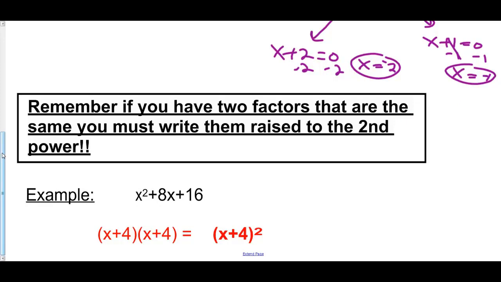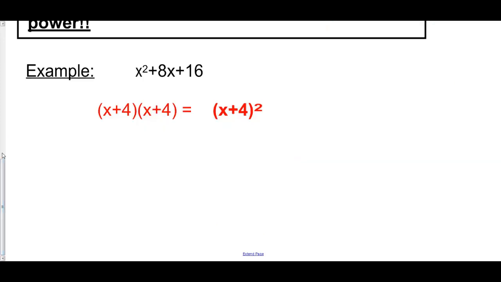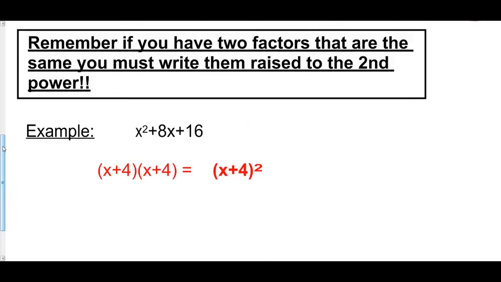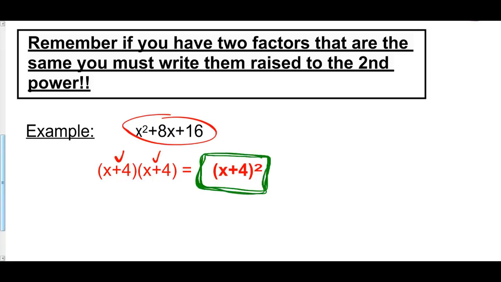Now, when you have two factors that are the same, you must write them as raised to the second power. Sorry if you couldn't see those words quick. There they are. So if we're looking for things like x plus 4 times x plus 4 is our answer, we need to write that as x plus 4 raised to the second power. You see that 4 and 4 multiplies to 16, and 4 plus 4 adds to 8. So if you had x times x, that'd be x to the second power. If you had 12 times 12, that'd be 12 to the second power.